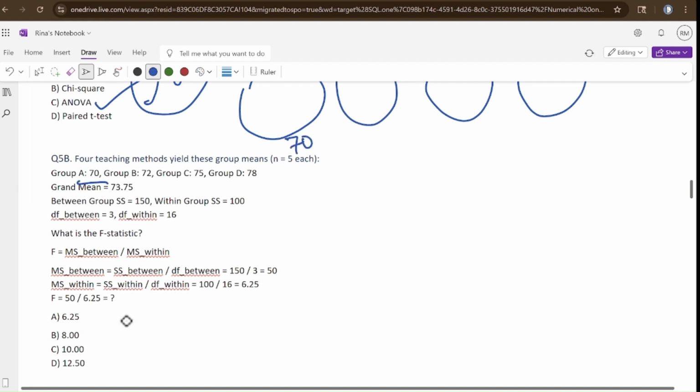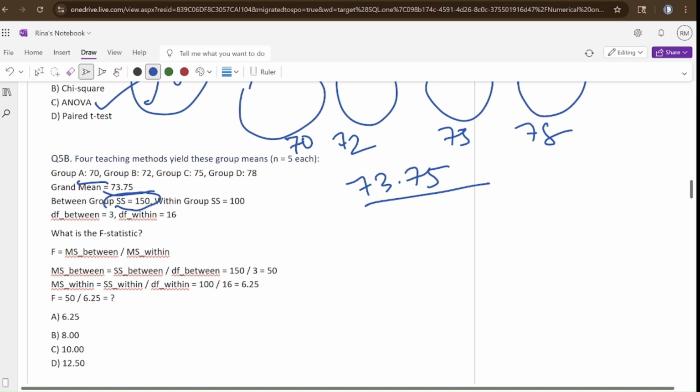Group A: 70, 72, 75, 78. So grand mean is 73.75. Now between group sum of square is 150. Within group sum of square is 100. Degree of freedom between is 3. Degree of freedom within is 16. You have to calculate what is F statistic.